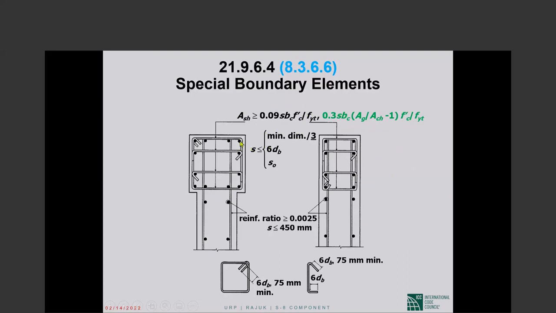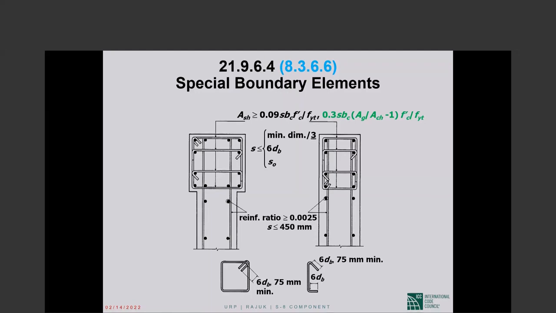The vertical spacing of all of that, as we saw, is 1/3 of the minimum dimension of the boundary element, 6 times the longitudinal bar diameter, or the S sub 0, which is between 4 and 6 inches, whichever is the smallest of the three. Okay. The distributed reinforcement, the horizontal as well as vertical, minimum 1/4%. The spacing no more than 18 inches, 450 millimeters.